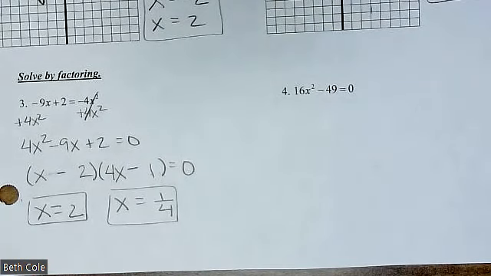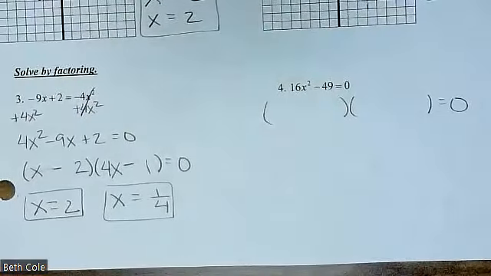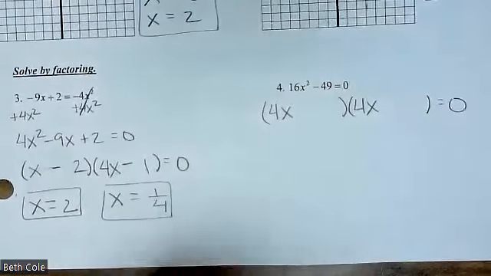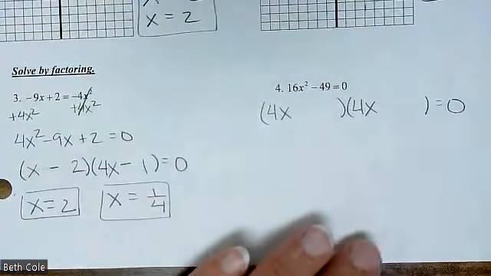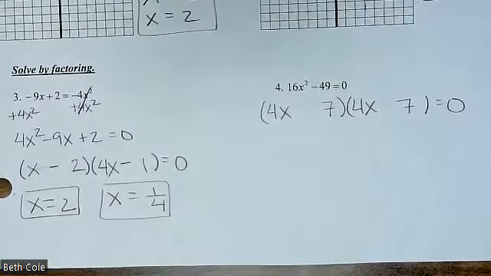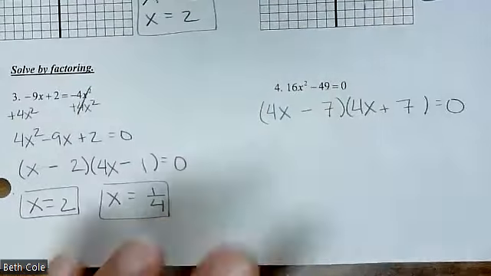All right, look at the next one. What do you notice about that? They're both perfect squares. So when we split it, it's a difference of squares. So how does the 16x squared split? 4x times 4x. 49 would be 7 times 7. And what symbols do you want for your difference of squares? Negative and positive. And it doesn't matter which one you put where.